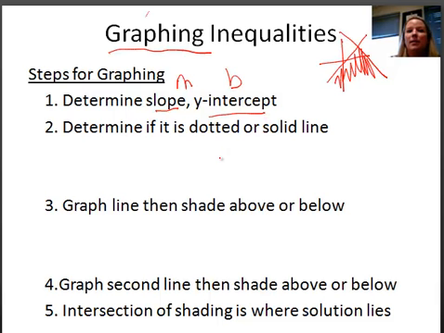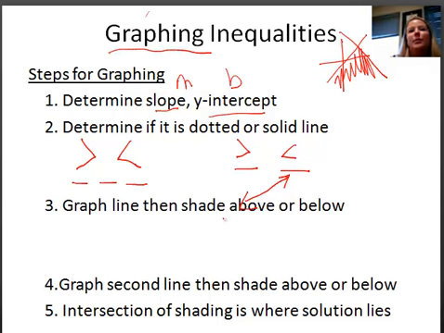Then we want to determine if it's a dotted or a solid line. Say we have greater than or less than. Because there's no equal to, these are what we call dotted lines, so we would graph it with a dotted line. We also have greater than or equal to, and less than or equal to. The equal to shows you that it's going to be a solid line when we graph it. So if there's an extra line on the bottom, it's a solid line.